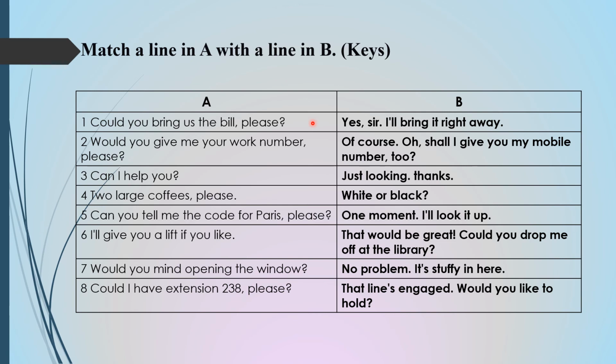So like this one, you can produce context. You can produce context as for all of this one. Can I help you? Just looking, thanks. Two large coffees, please, or white or black? Can you tell me the code for Paris, please? One moment, I will look it up. I will give you a lift if you like. That would be great. Could you drop me off at the library?